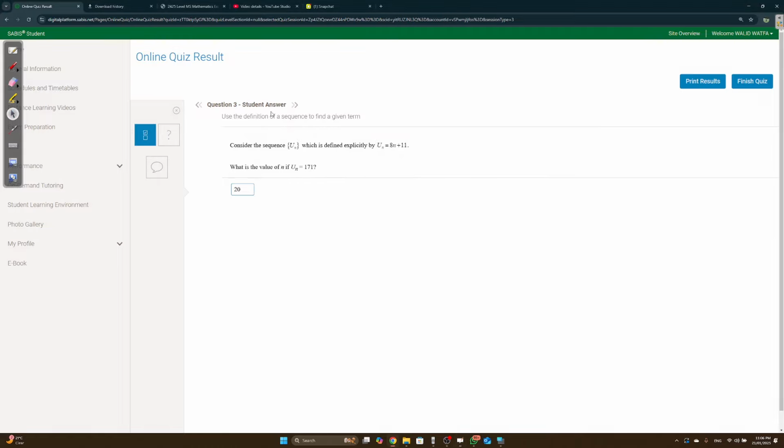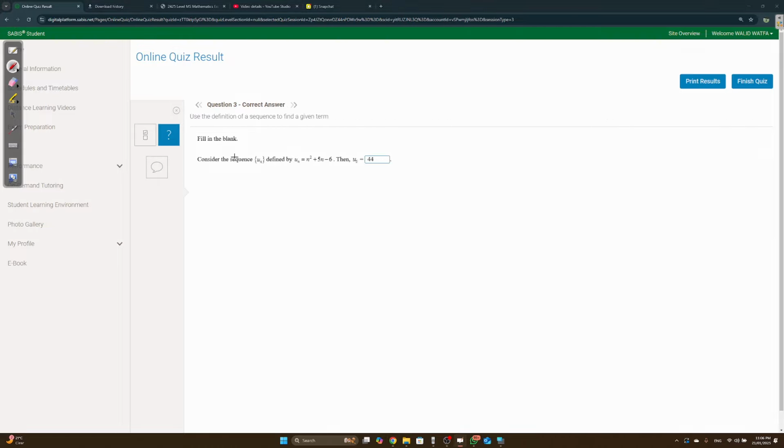Question 3. Consider the sequence u_n defined by u_n is equal to n squared plus 5n minus 6. Then what's u_5? Very, very easy. u_5 is equal to 5 squared plus 5 times 5 minus 6. You're going to get 25 plus 25, 50, minus 6, 44. Again, extremely easy.